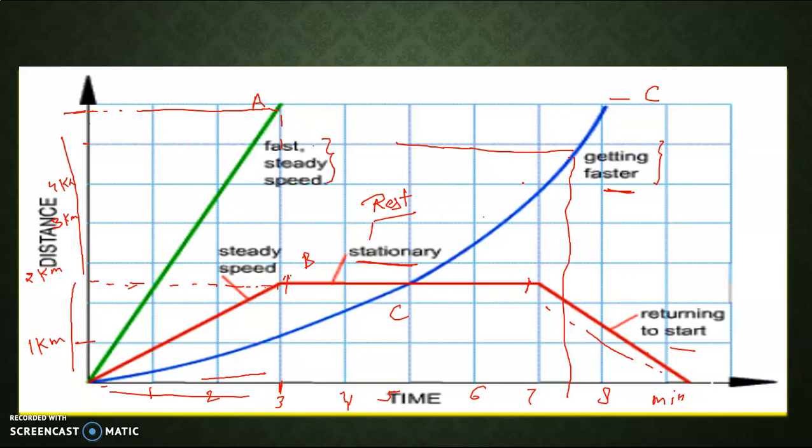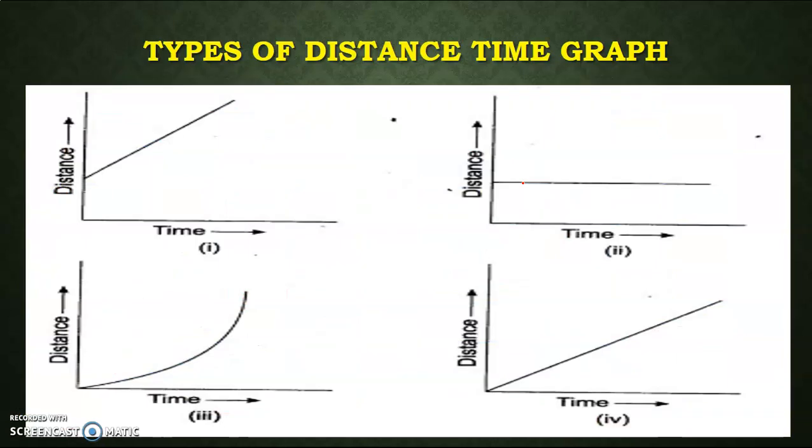So with the help of the graph, we can find out whether the object is at rest, is fast, or is moving with steady, constant speed. These are some examples of graphs. Here, this is graph A, graph B, graph C, and graph D.